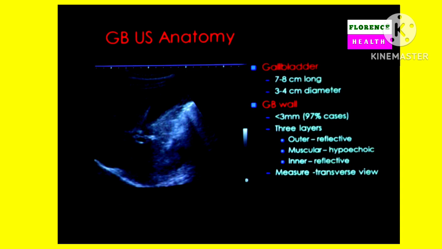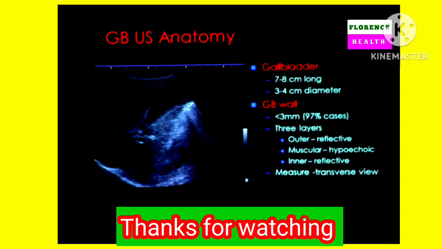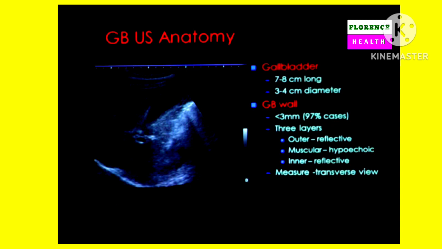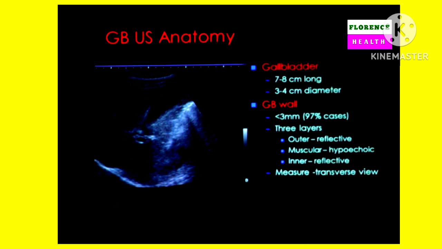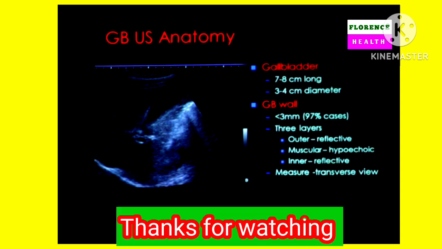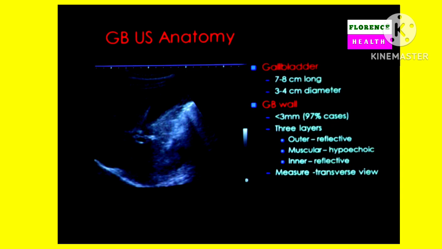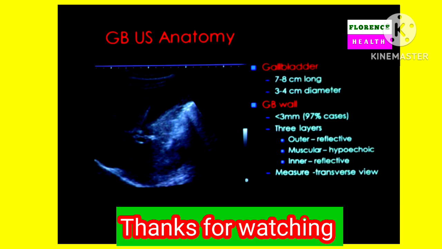Now come to the thickness. The thickness of the gallbladder wall is less than 3 mm, but in cholecystitis it is more than 3 mm. Again, I am telling, the normal thickness of the gallbladder wall is less than 3 mm, but in an inflammatory gallbladder or cholecystitis it is more than 3 mm. The thickness of the gallbladder wall should be measured in transverse section, not in longitudinal section.